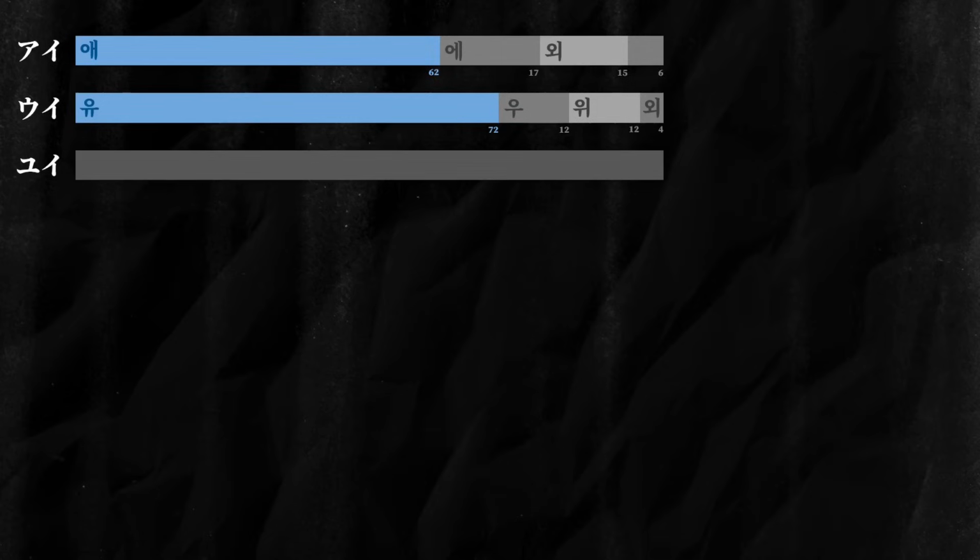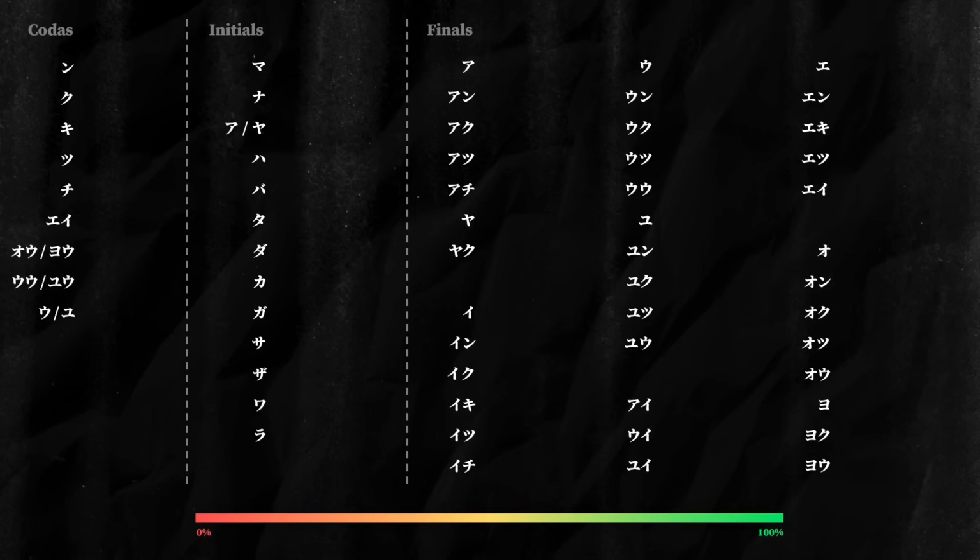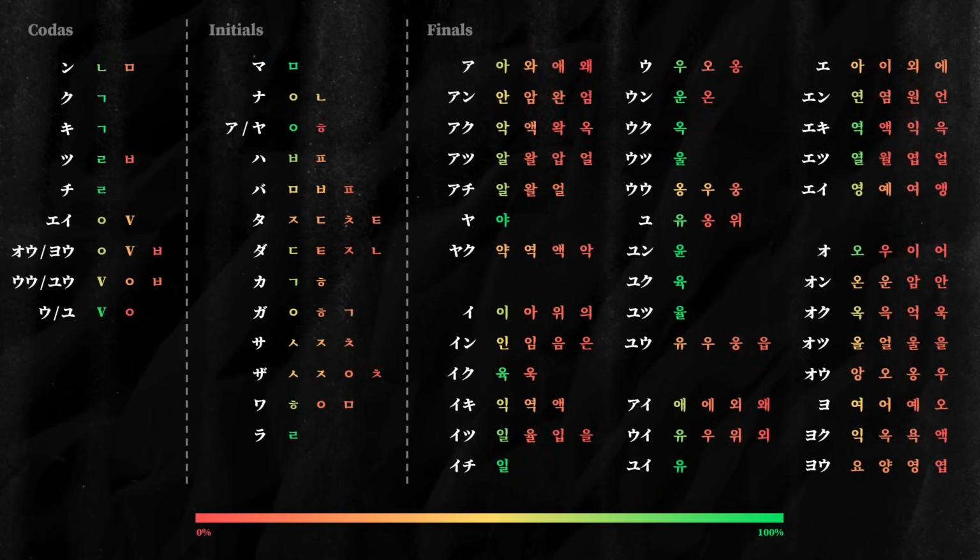Finally, yi is an extremely rare final, never occurring with any initials other than null onset, and always corresponds to yu in Korean. Final list of examples. Let's summarize everything on one screen. Here's a list of all Japanese codas, initials, and finals, along with their major and minor Korean counterparts.